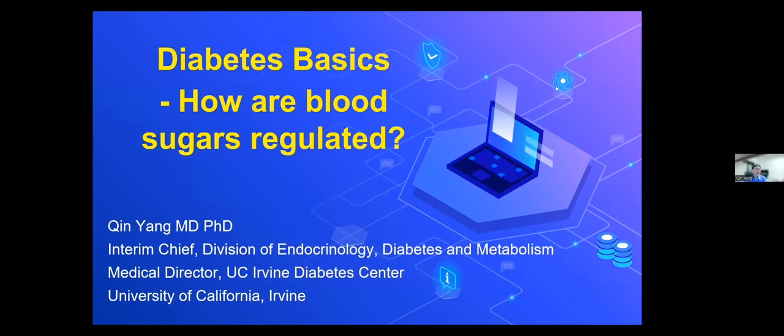So today I'm going through a little bit of diabetic basics, dietary management as a key, and also how the blood sugars are regulated, with the goal for you to understand how to manage diabetes based on this basic knowledge.